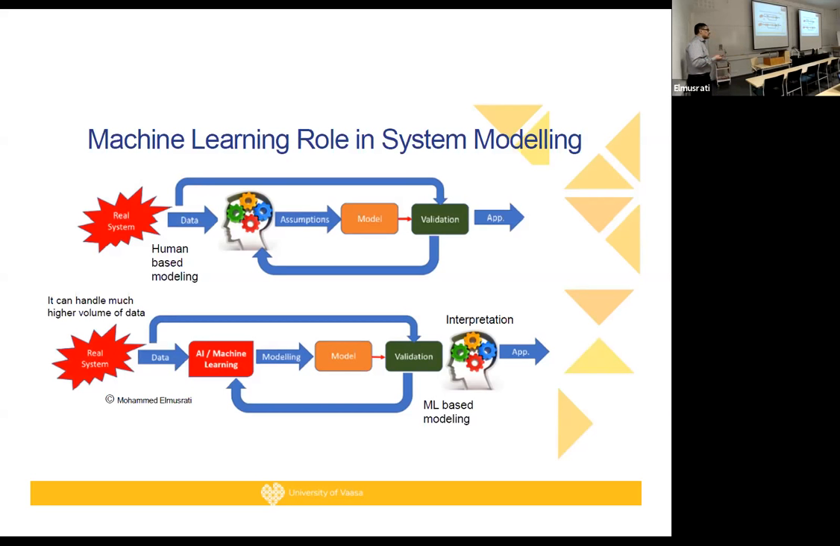But with machine learning, the system is a little bit different now. Instead of the human building a model, we have a machine that can build the model based on data. Then it gives the model, and then the validation. And then we have this feedback until we are happy with the model. Then the human now becomes responsible for the interpretation part of the result.